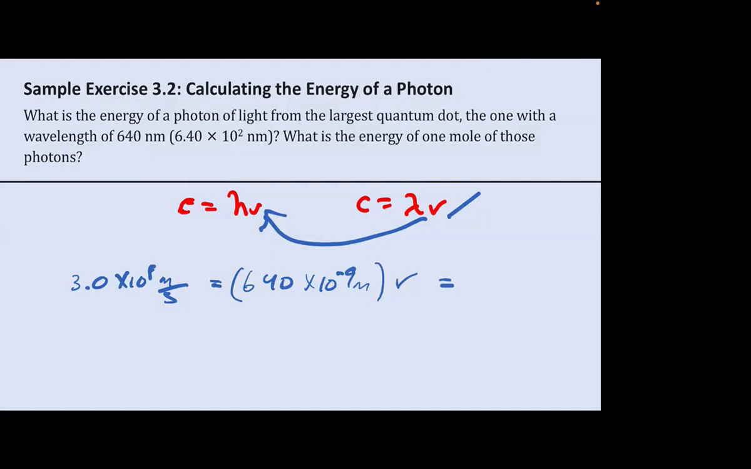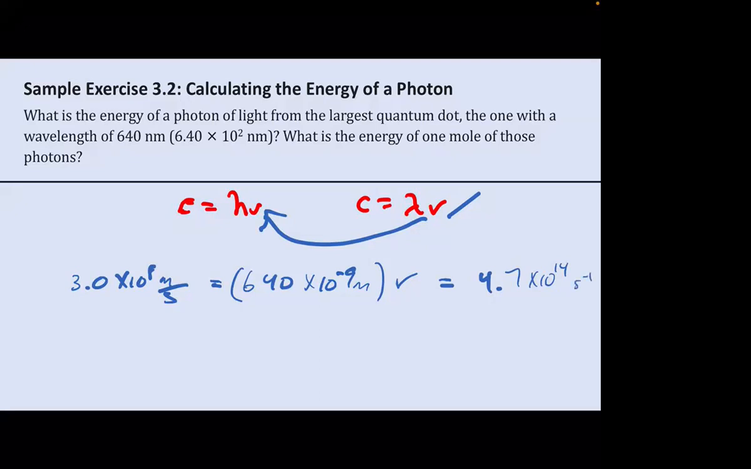3 times 10 to the 8 divided by 640 times 10 to the negative 9 gives 4.7 times 10 to the 14th. That'll be seconds to the minus 1, or hertz. Thank you very much. That looks right to me. Got confirmation from anyone? Yes, thank you. Okay, a couple of confirmations. So that's my hertz, or seconds to the minus 1, frequency.